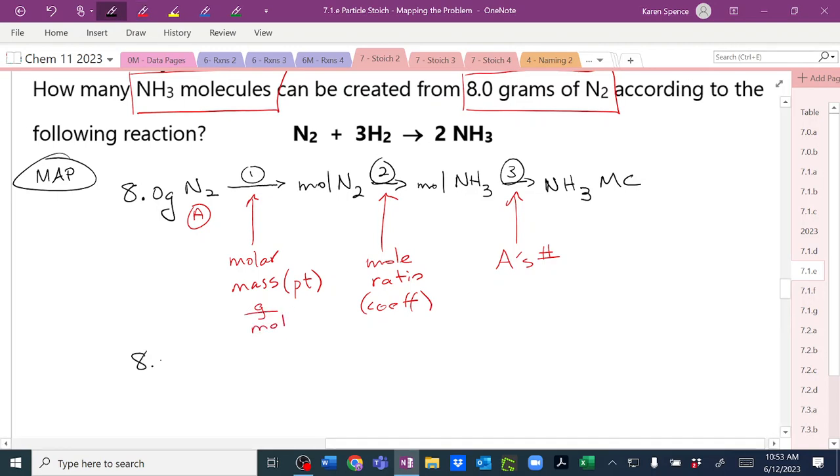We have 8.0 grams of N2. We want to use the molar mass of N2. We need to cancel the grams, so grams go on the bottom. Find the moles, so moles go on the top. Nitrogen has a molar mass of 14. There are 2 of them, so it is 28.0.